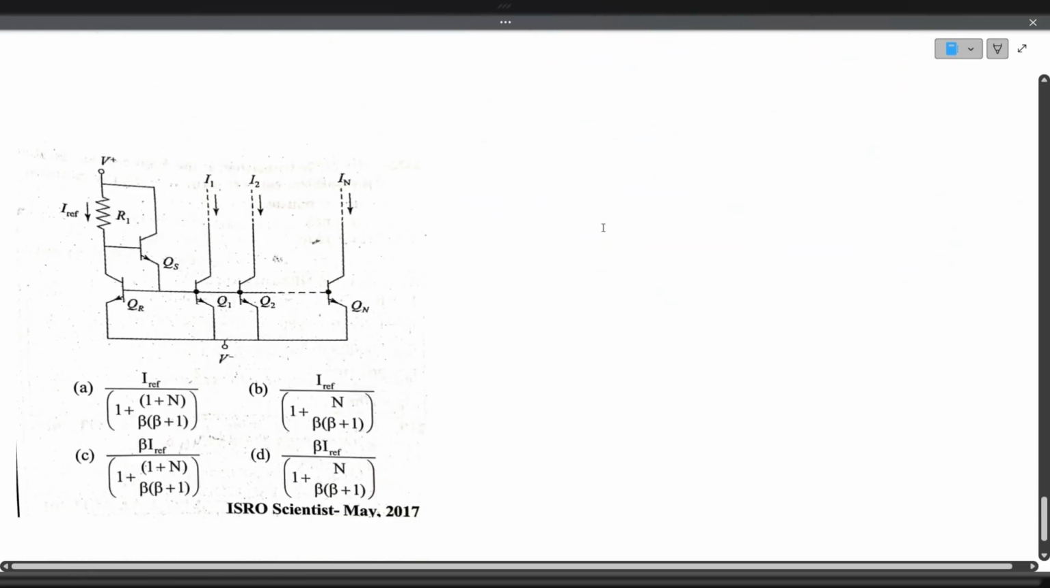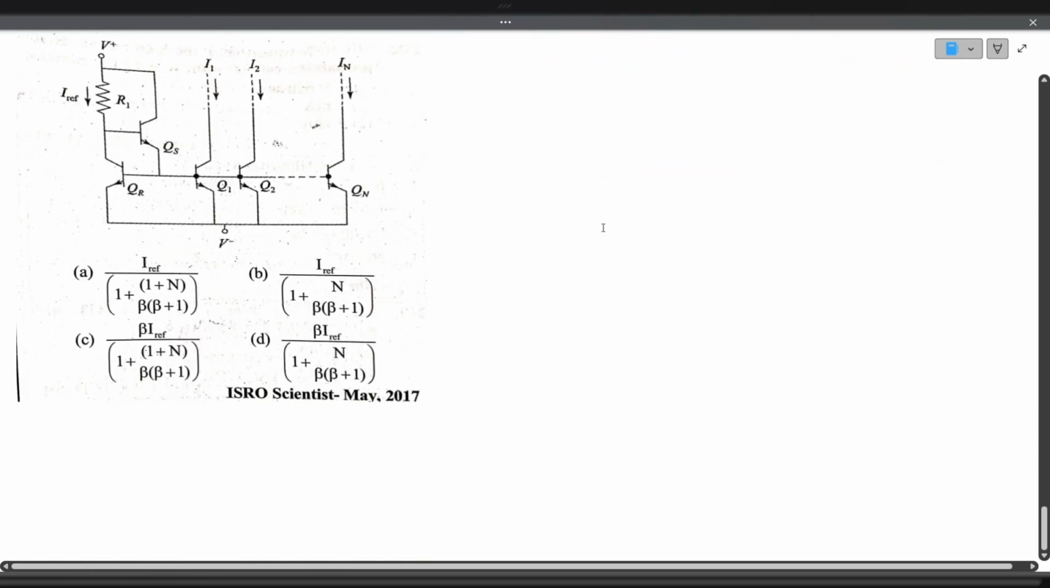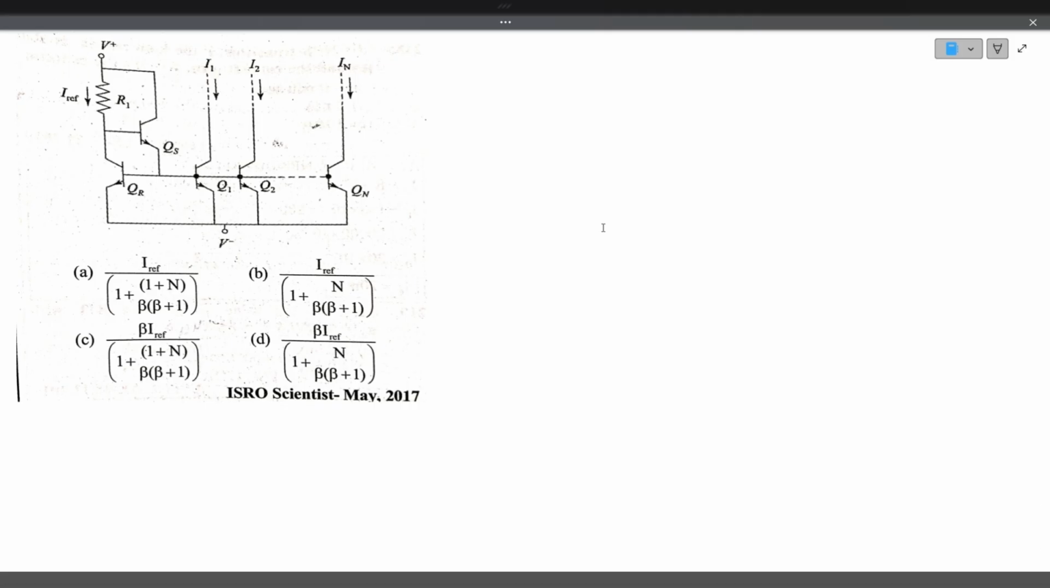We'll see the next question. So the next question is also similar to this. This is a current mirror circuit asked in the ISRO examination. So here the same assumption will start. All transistors have the same beta value and same VBE, base emitter voltage. Based on this assumption, we have to start.